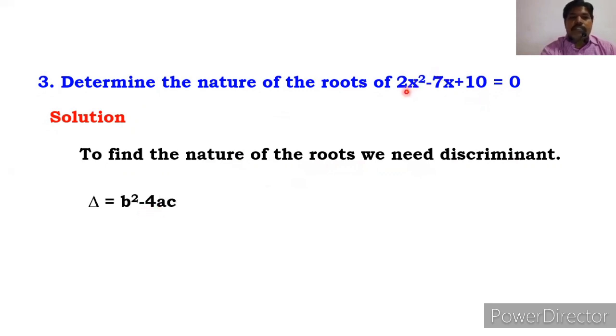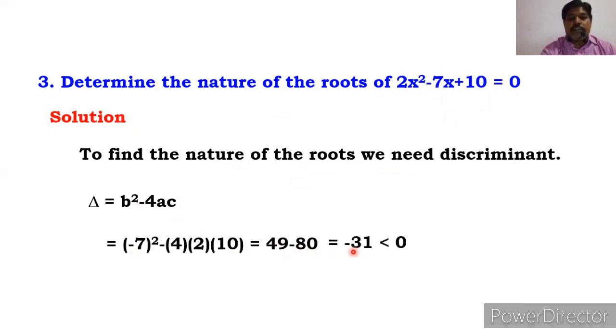What is the a value? A value is 2 and the b value is minus 7 and the c value is 10. Replace all these values into this equation. What happens? Minus 7 whole square minus 4 into a value is 2 and c value is 10. So that is nothing but 49 minus 80. So that value is nothing but minus 31. Minus 31 is negative, that is less than 0.